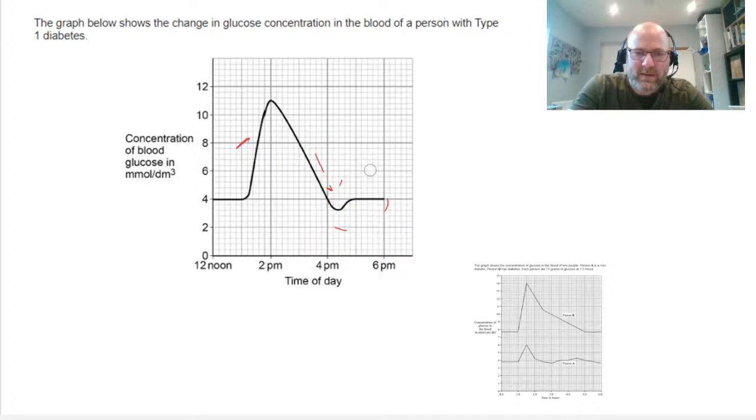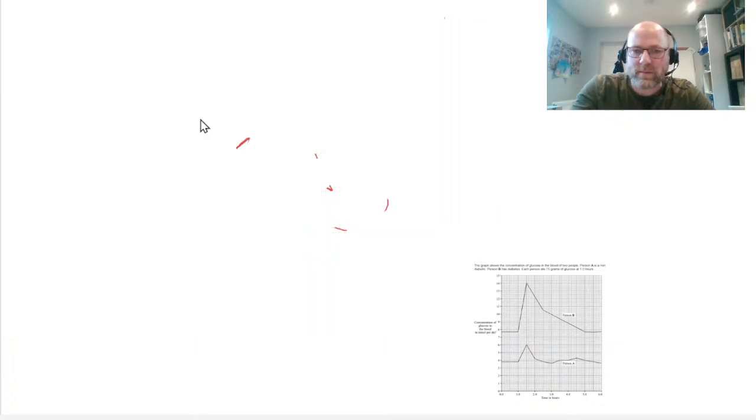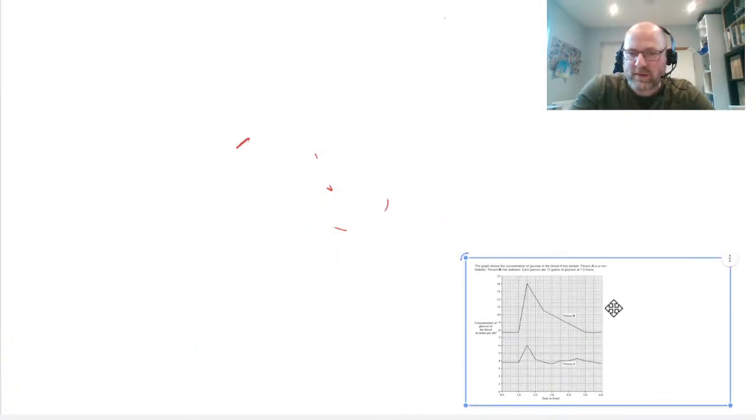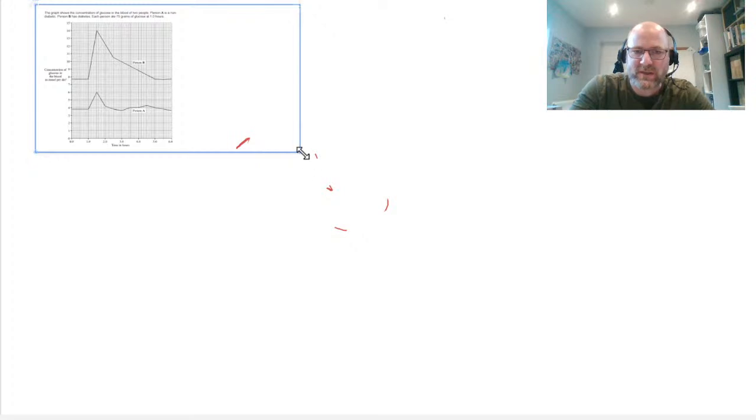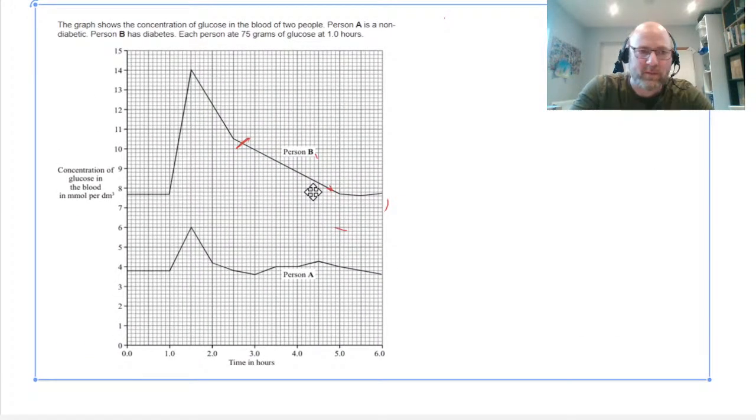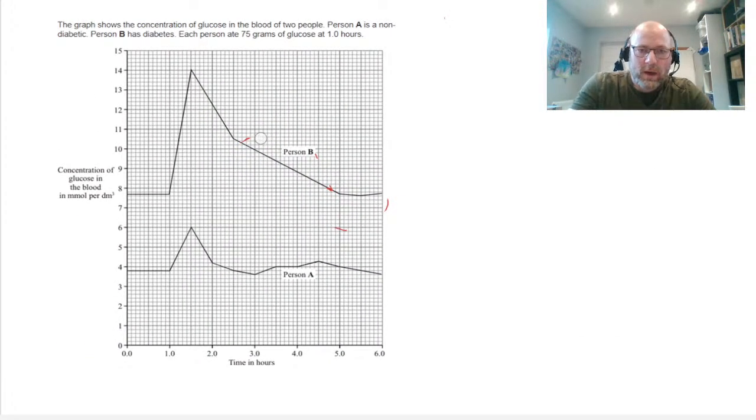Let's get rid of this. Alright, one more of these. Let me just put this image up. These are just taken from questions from different exam boards. Okay, which person, A or B? If you read the top of it, it will tell you anyway. But which person, A or B? Who's the diabetic?